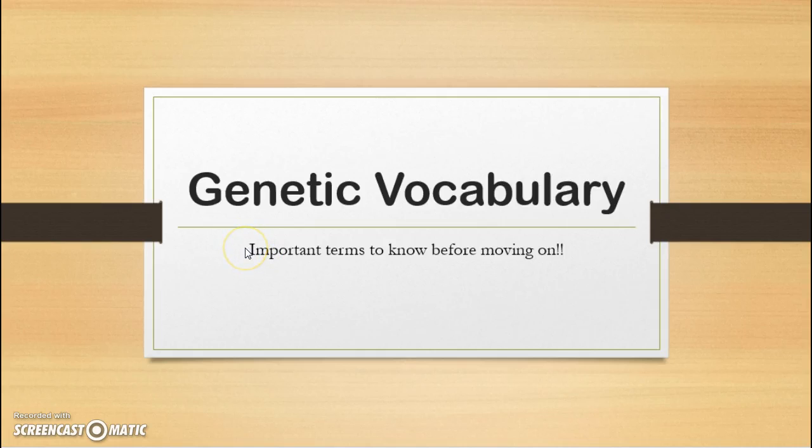Hey, we're going to be going over some genetic vocabulary today. These are some important terms that we really need to go over and understand before we can move on and do anything with the Punnett squares and to go further with our Clyde and Claire.